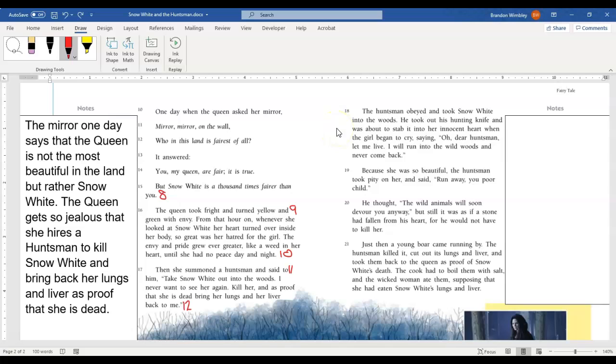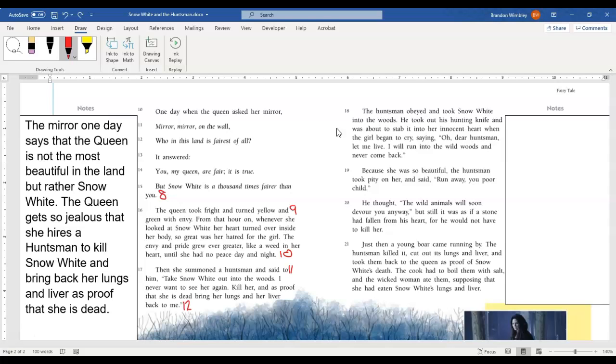The huntsman obeyed and took Snow White into the woods. He took out his hunting knife and was about to stab it into her innocent heart when the girl began to cry, saying, "Oh dear huntsman, let me live. I will run into the wild woods and never come back." Because she's so beautiful, the huntsman took pity on her and said, "Run away, you poor child." He thought, the wild animals will soon devour you anyway. So he's thinking these animals are going to kill her anyway, so my job will be done. But still, it was as if a stone had fallen from his heart, for he would not have to kill her.